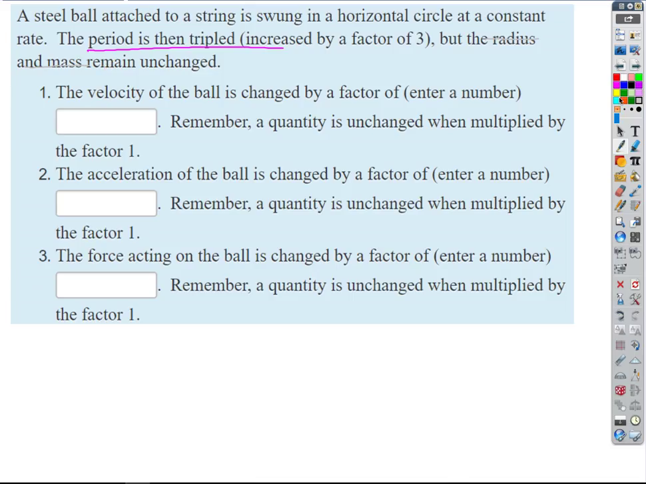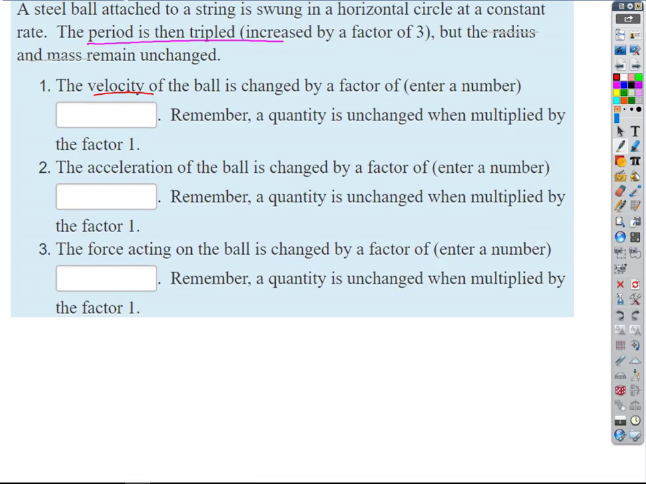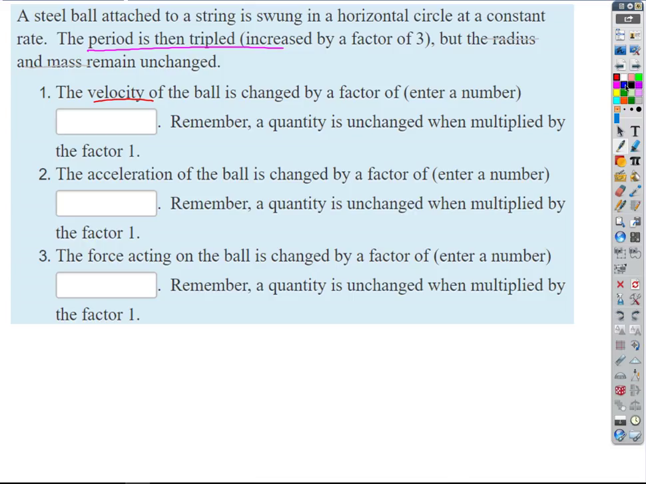We want to relate the velocity to the period. So we want to pick an equation that's going to relate T and V with only quantities that aren't changing. V equals 2 pi r over T, right? Because the radius is staying the same. So if we take that equation, we get V equals 2 pi r over T.